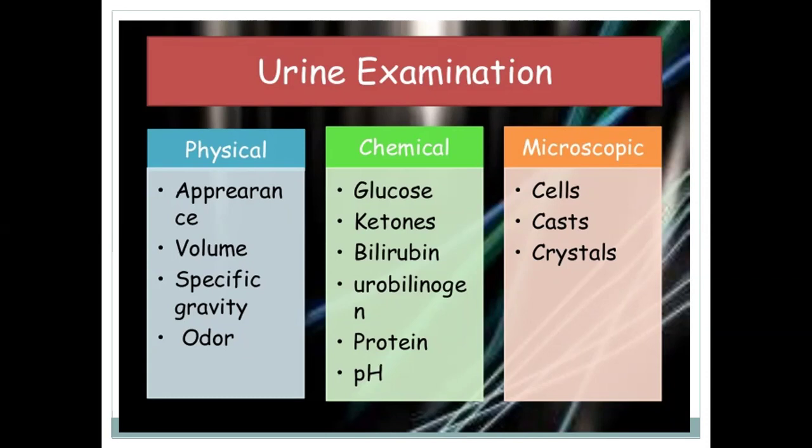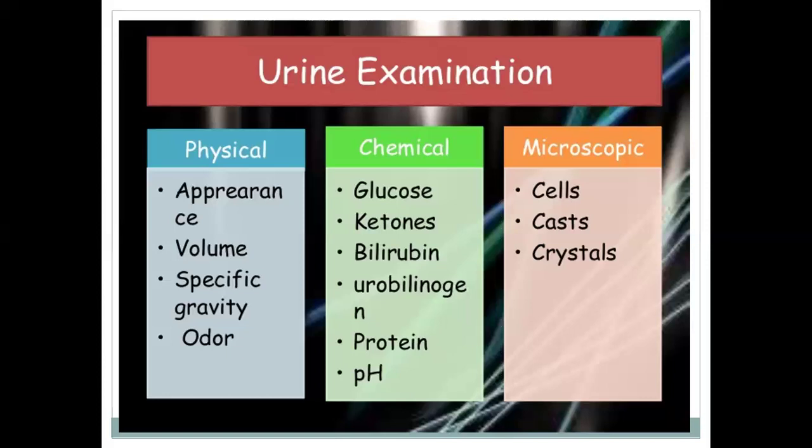Then pH in the urine. The pH of urine ranges from 4.5 to 8. Normally, it is slightly acidic, lying between 6 to 6.5. Alkaline pH is seen after intake of a meal. On exposure to the atmosphere, urea in urine splits, causing release of ammonia, resulting in alkaline urine.